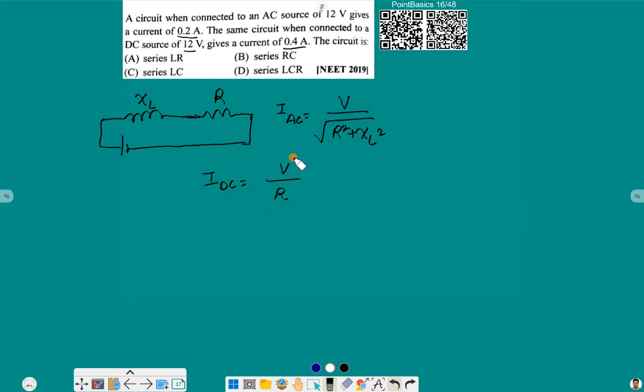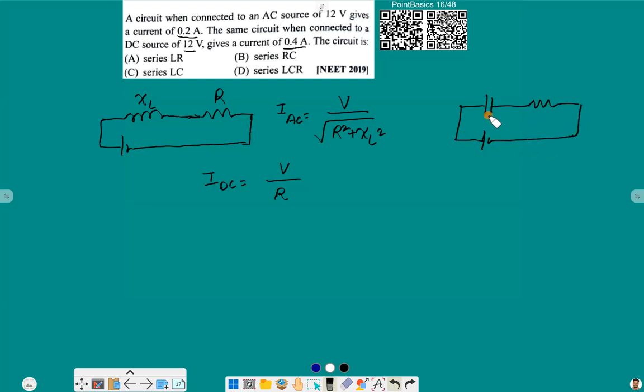So we can say in case of DC, resistance is decreased. Resistance decreased means current can increase, which is in line with the given statement that in case of AC, current is less, and in case of DC, current is higher. So option A can be an answer. Now coming to the RC circuit. So if we have an RC circuit, then our circuit will look like this.